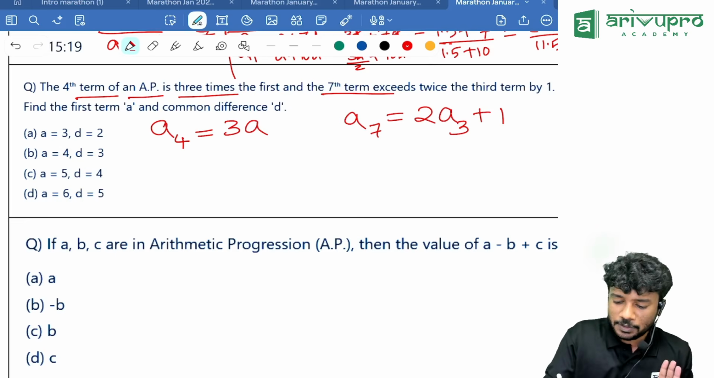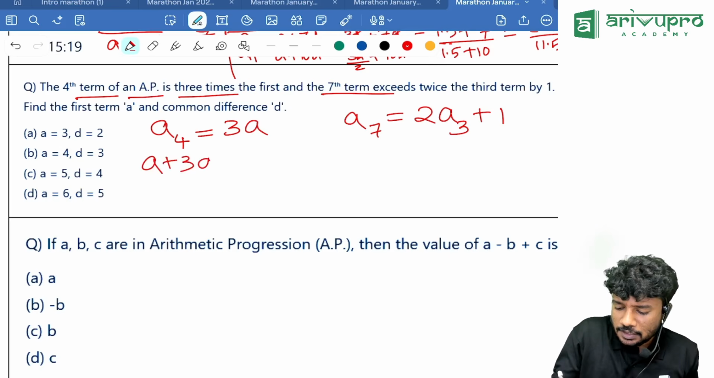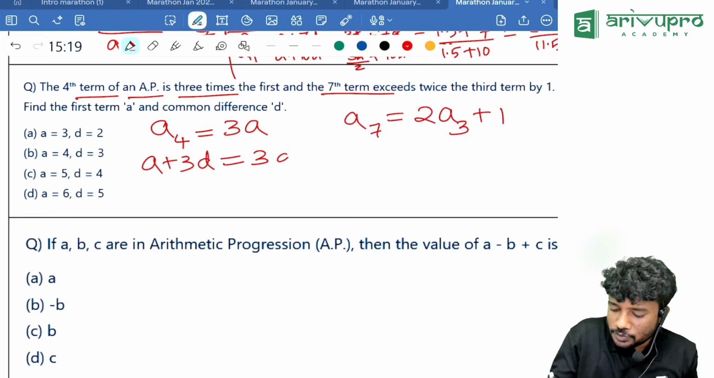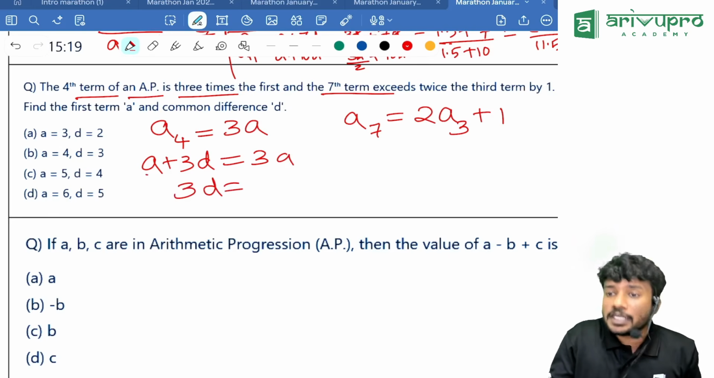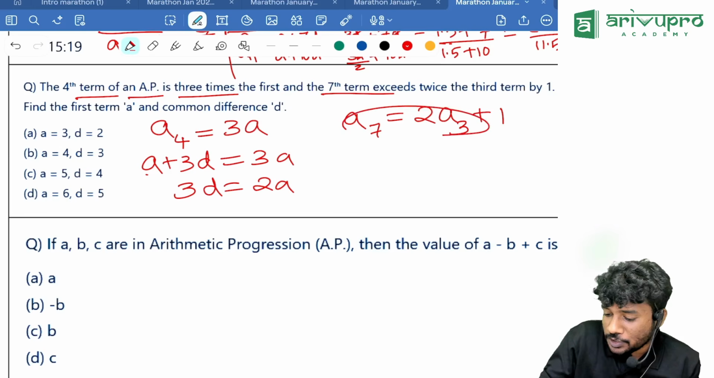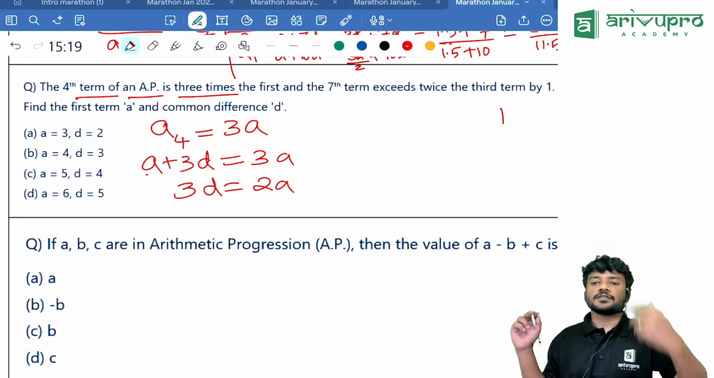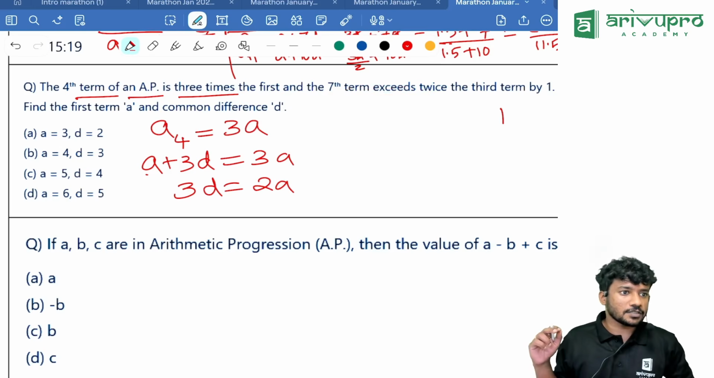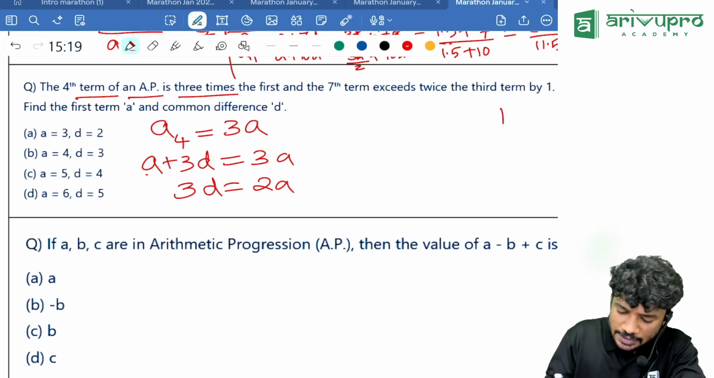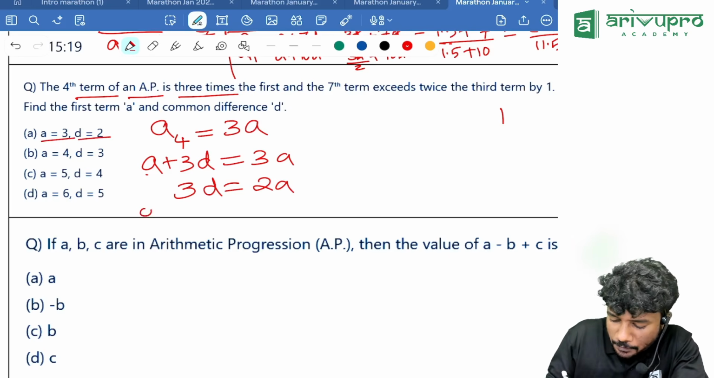But one more thing, people. A4 means what? When I say A4, you will say A plus 3D is equal to 3A. Then take this A to the other side. 3D is equal to 3A minus A, which is how much? 2A. Now people, I am going to ask you one question. Do you even need this? No. Directly hit the options and get me the answer. Whichever option is satisfied, that's your answer. Yes. Check option A. That means put A is equal to 3.